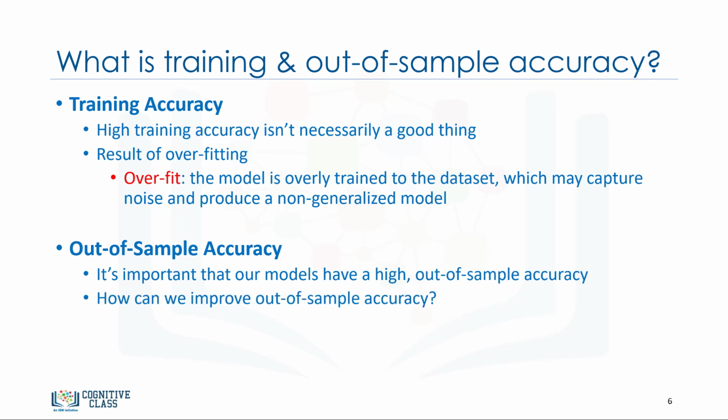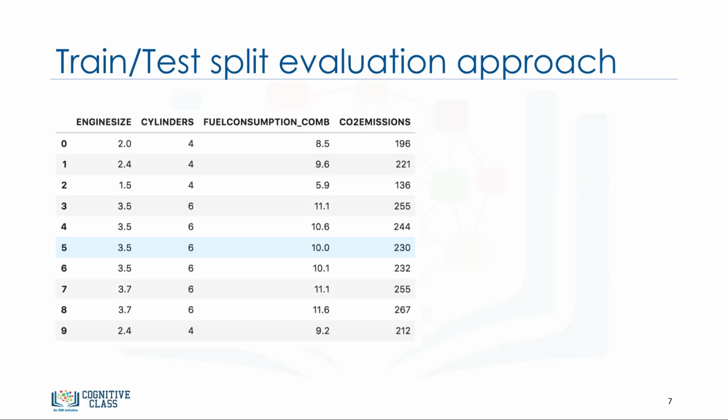So, how can we improve out-of-sample accuracy? One way is to use another evaluation approach called train-test split. In this approach, we select a portion of our dataset for training, for example, rows 0 to 5, and the rest is used for testing, for example, rows 6 to 9.